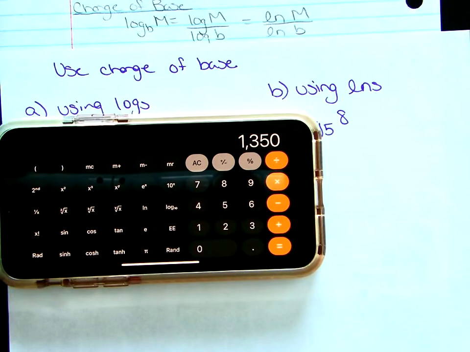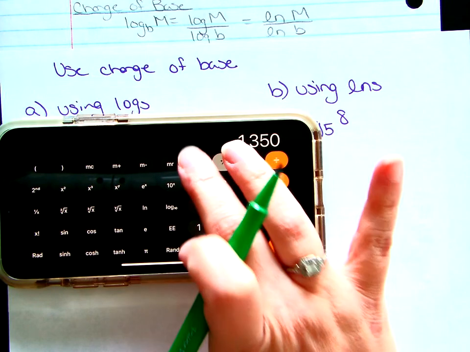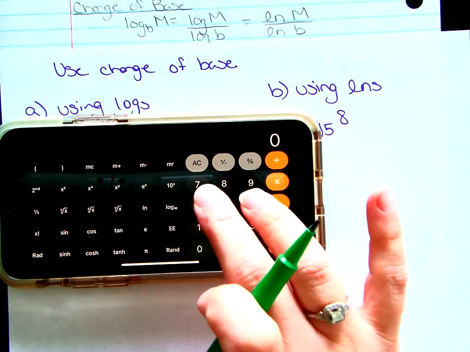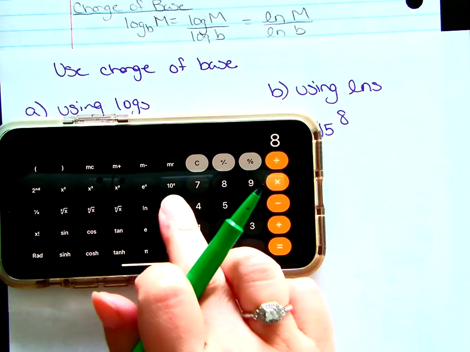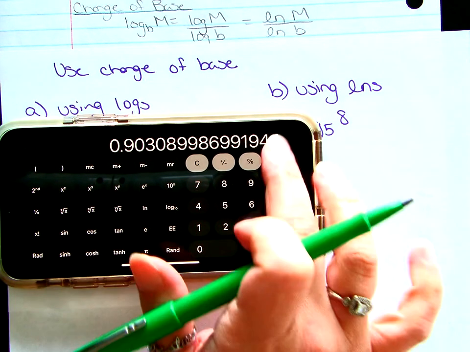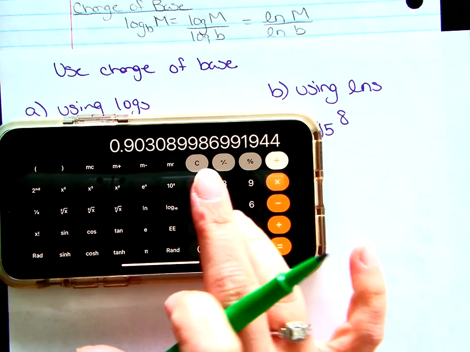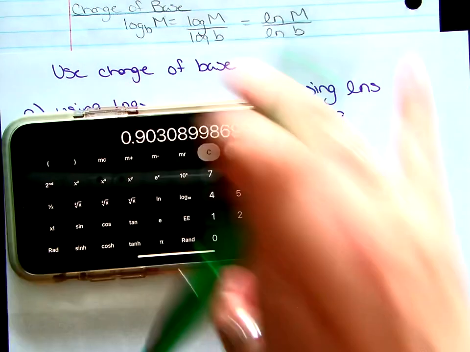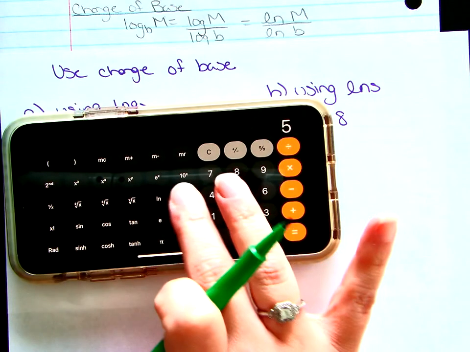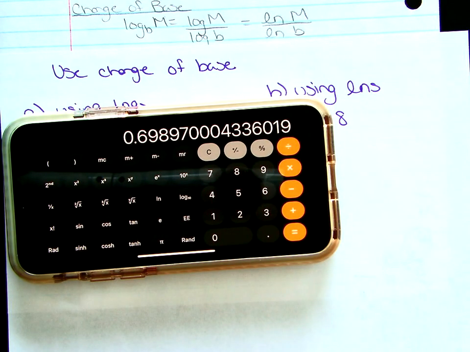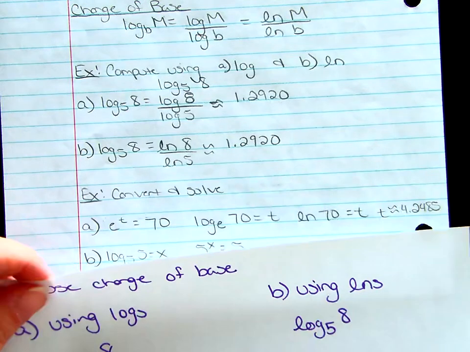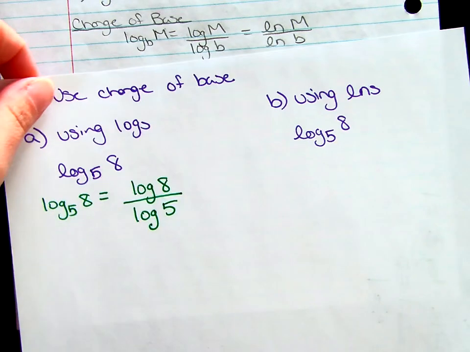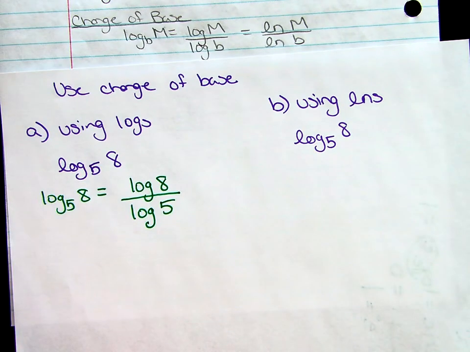I'm going to use my phone. Log. You have to type in the 8 first if you're using a calculator. Divide that by log of 5. Does that look like what you guys get? No, of course it doesn't, because I'm trying to use my phone. Well, I don't know where my log is on my big calculator, guys.